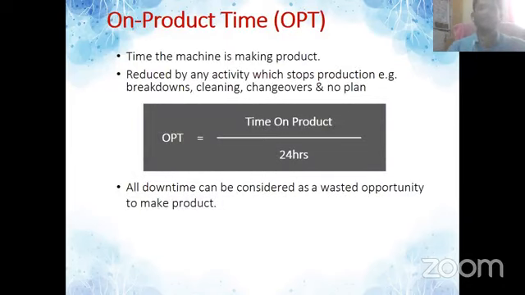So OPT, on-product time, means time on product divided by 24 hours. In 24 hours, how much production is being carried out. Okay. But during this, there are some stoppages, maybe short stoppages or breakdowns or CIPs. Okay, then utility maintenance. So production time minus this time is called the on-product time. Okay. So all downtimes can be considered as a wasted opportunity to make a product. If your downtime is less, your production time will be more.